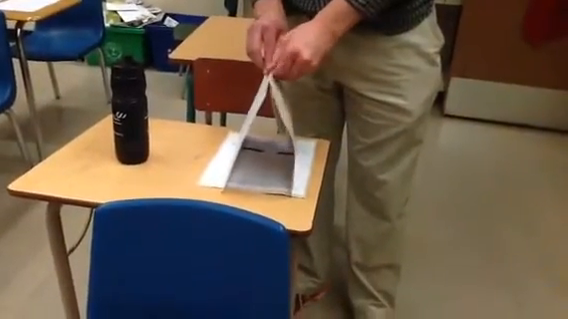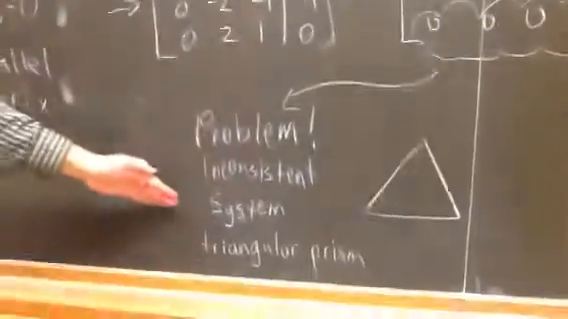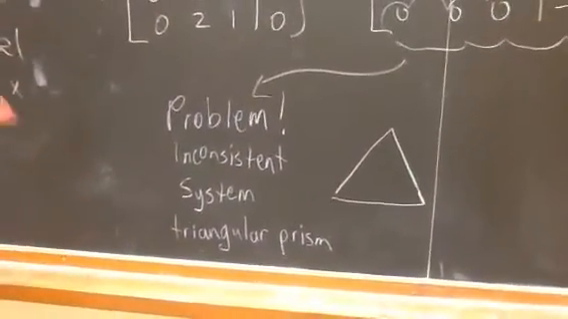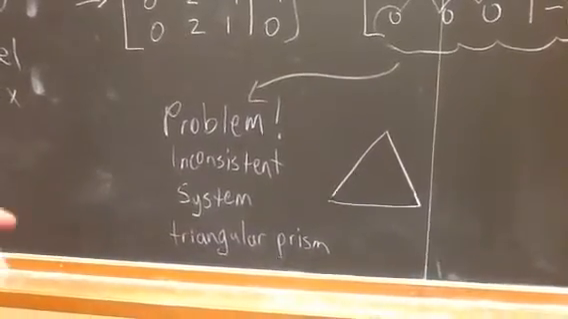A triangular prism. Okay? And so we just simply say that. Inconsistent system, triangular prism. And we don't have to find the line of intersection or the point of intersection, because there literally isn't one. Alright, moving on then.